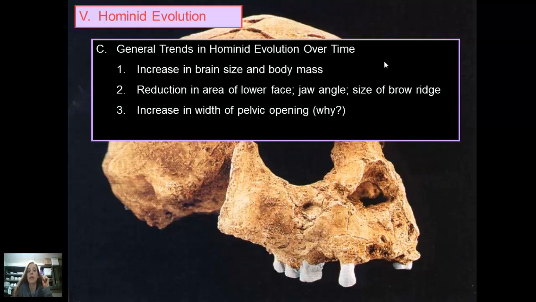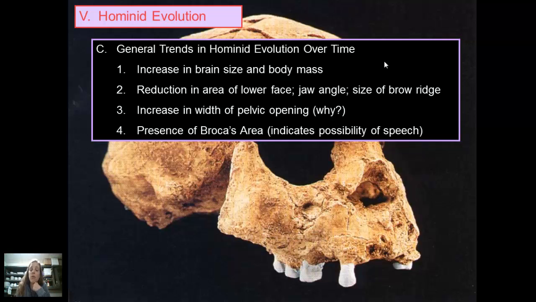There has been an increase in the width of our pelvic opening, and I talked about this. It gives us a larger birth canal so that we can give birth to offspring that have much larger brains. And then there is the presence of the Broca's area, which is vitally important because it's the Broca's area from which our language comes. Humans, I believe, are one of the few, if not the only, species that have a Broca's area, which indicates a rise in language.